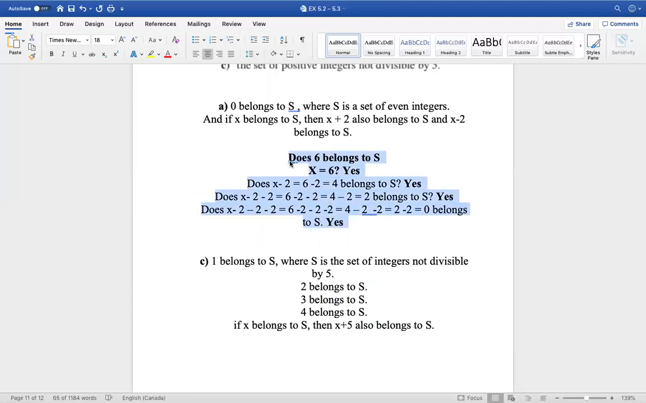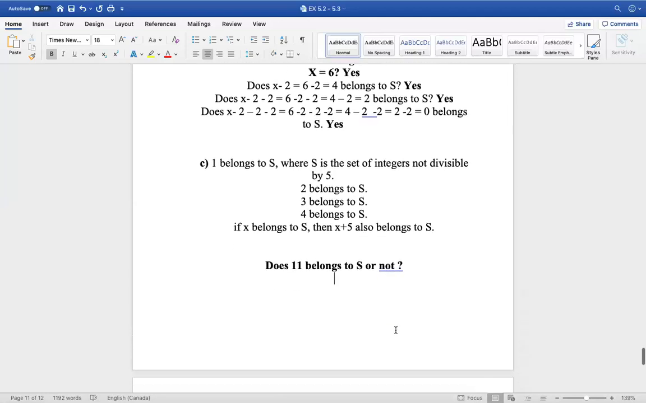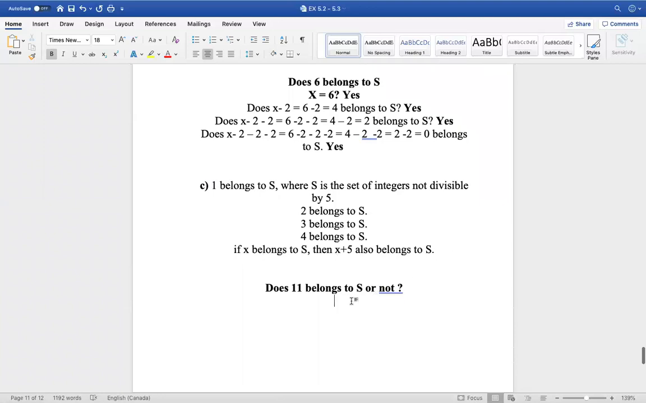Just like the reasoning we did here, we can do the same thing if I want to know whether 11 belongs to S or not. This can be done using the recursive definition that we have found. So we can ask, does 11 minus 5, which equals 6, belong to S or not? We don't know, because we only know that 1, 2, 3, and 4 belong to S. We don't know about 6.